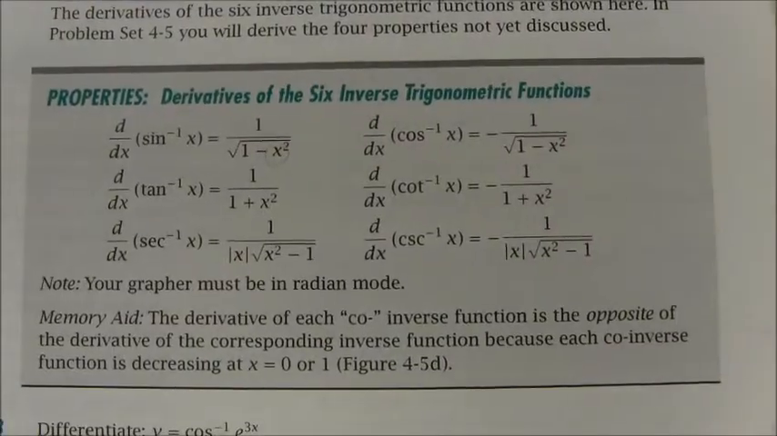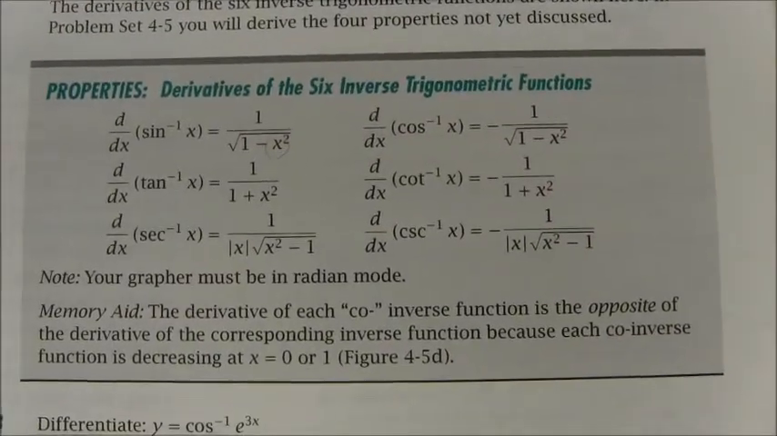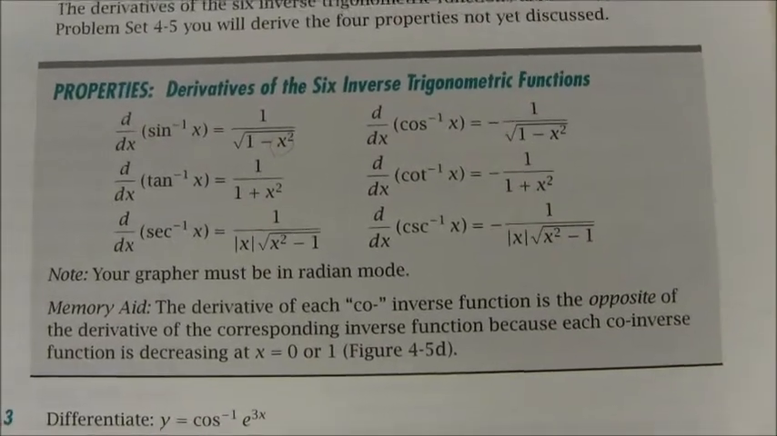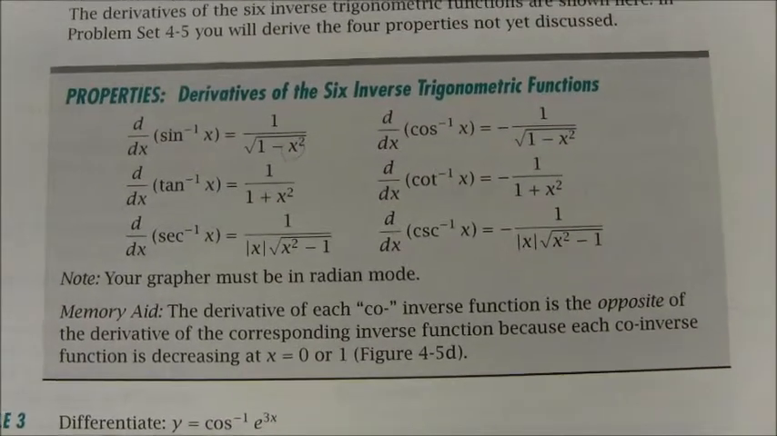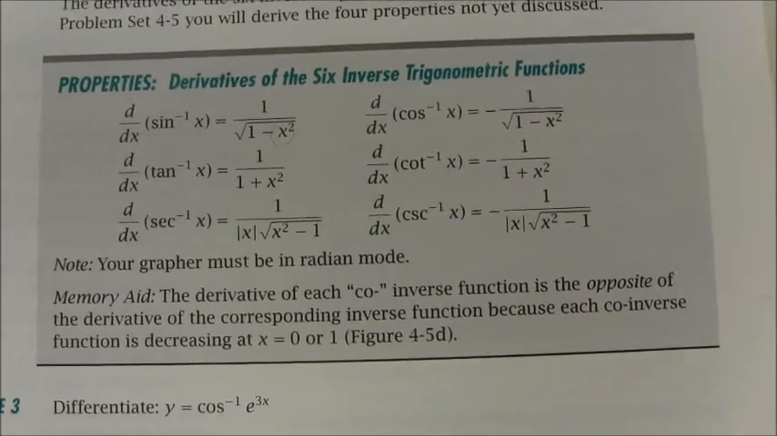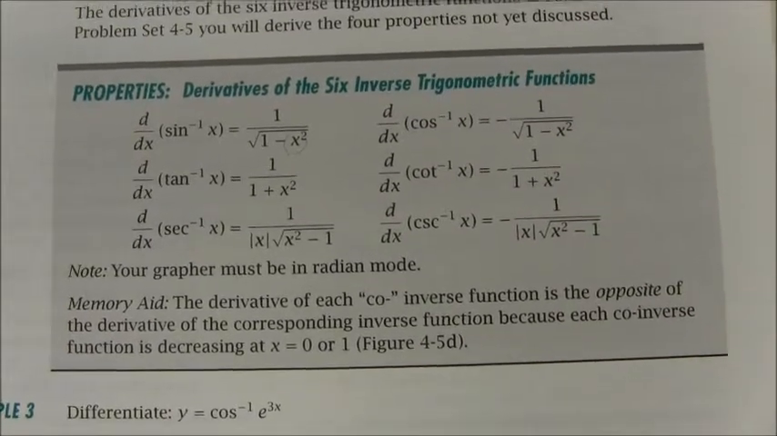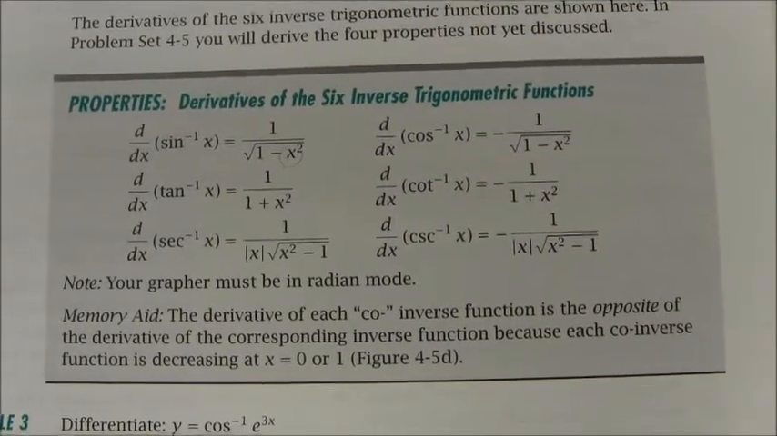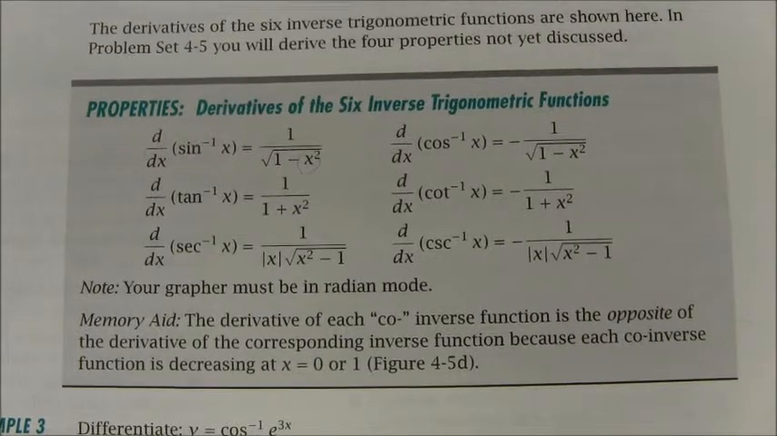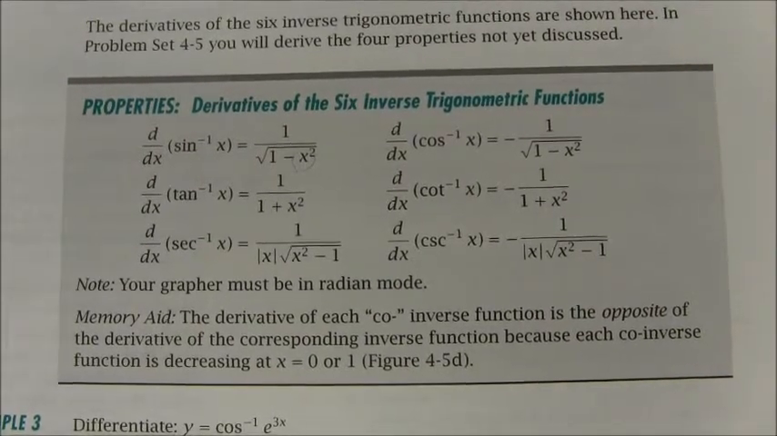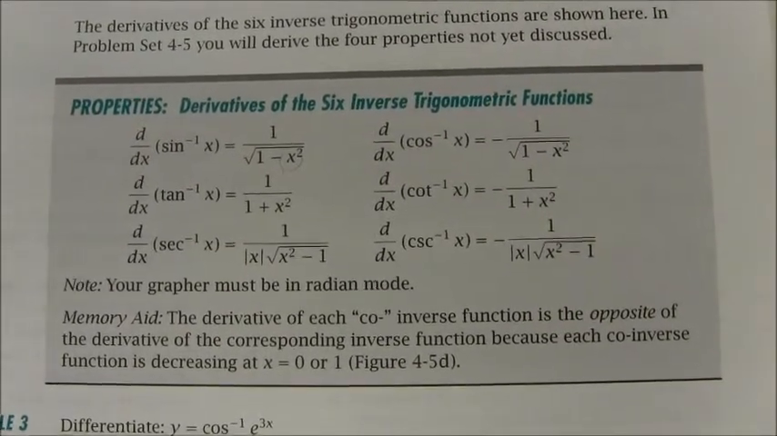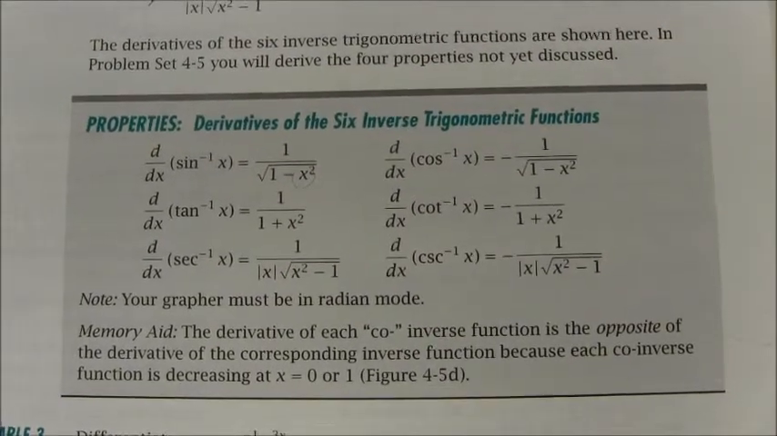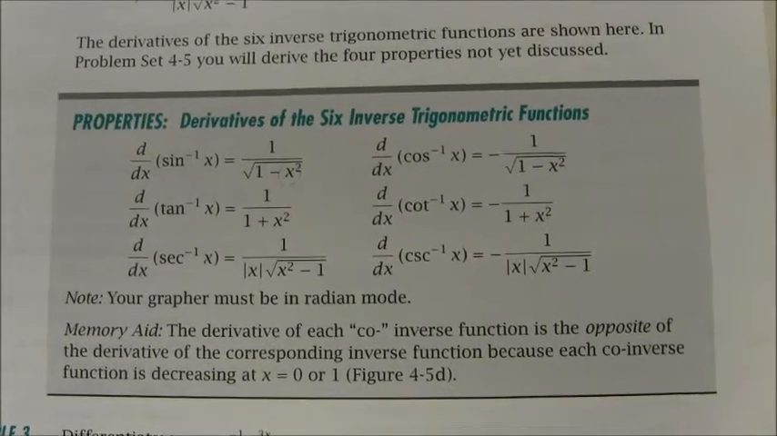Here's the chart of the derivatives of the 6 inverse trig functions. And you can see in each case that the function and cofunction derivatives are opposite signs of each other. So from the inverse sine to the inverse cosine, you get a negative. Same thing happening with the tangent and inverse cotangent, and the inverse secant and inverse cosecant. So you really only need to learn the sine, tangent, and secant inverse derivatives, and the rest will be just the opposite signs.